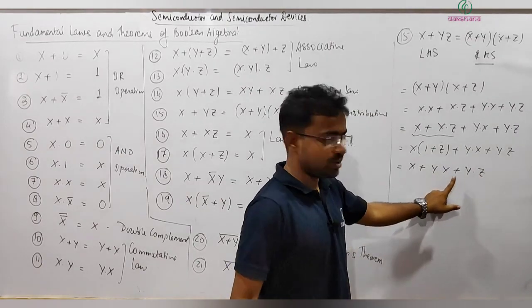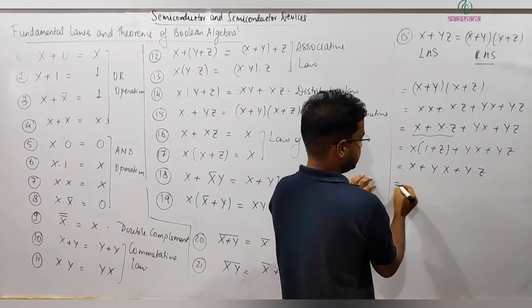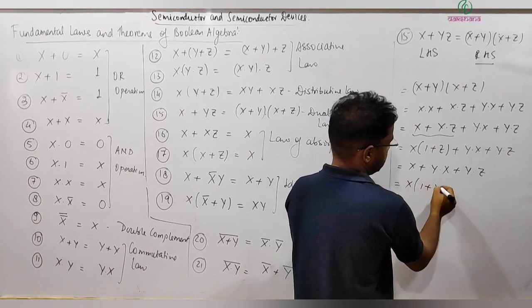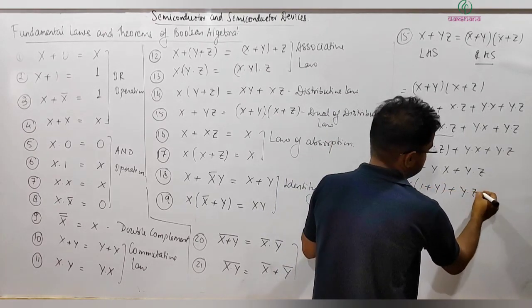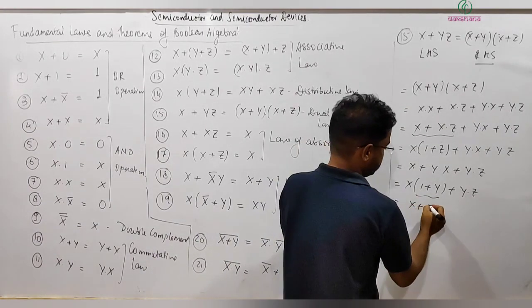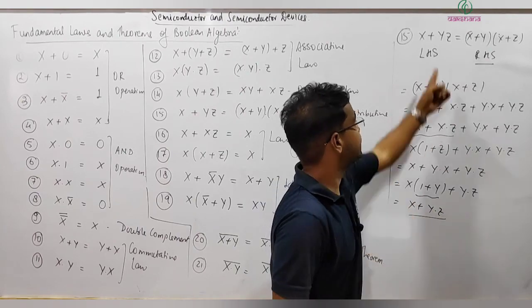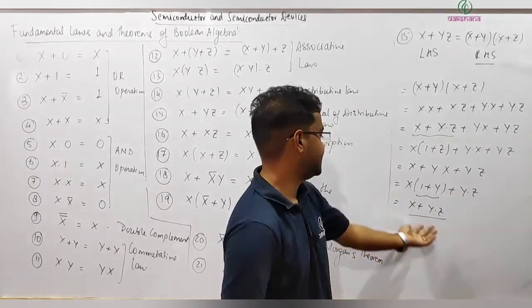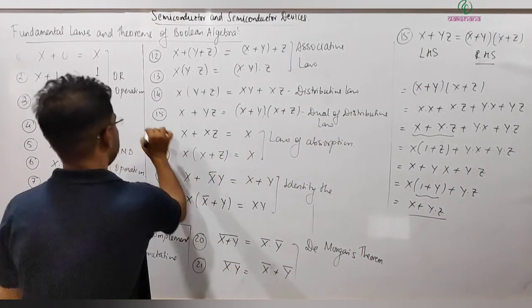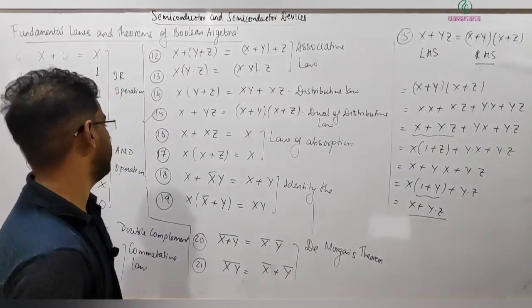Y and x, or it can be x and y, it's the same thing. Then I can take x common again from here, then it will be 1 plus y and z, and what is this? 1 again. So you are getting x plus y and z. So you can see this is RHS, exactly equal to LHS. This proves the theorem 15, which we call the dual of the distributive law.